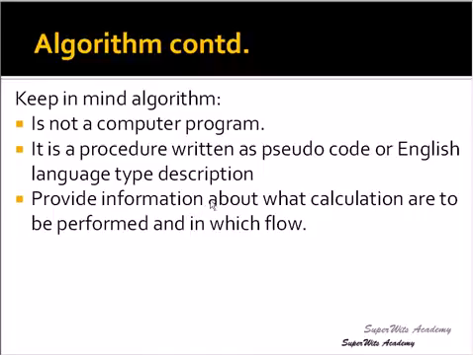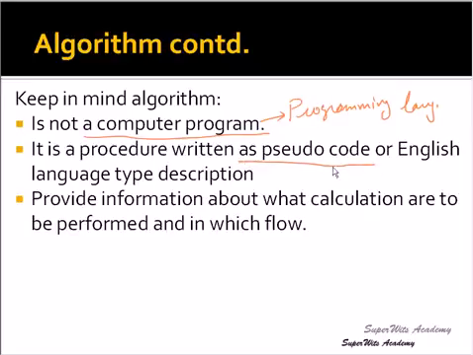So if I design any algorithm, I need to keep a few things in mind. First, I need to understand that an algorithm is not a computer program, because a computer program is written in some particular programming language, whereas an algorithm is either written as pseudocode. Pseudocode is something like a combination of English and expressions, or it can be written purely in the English language in the form of some description.